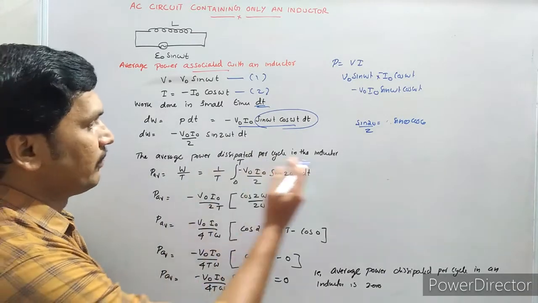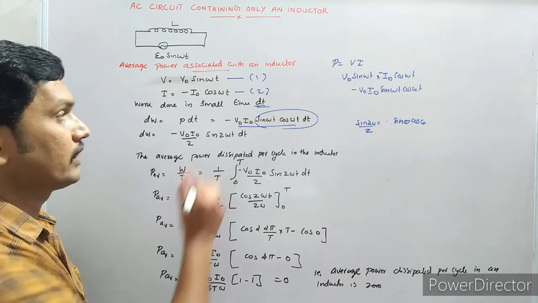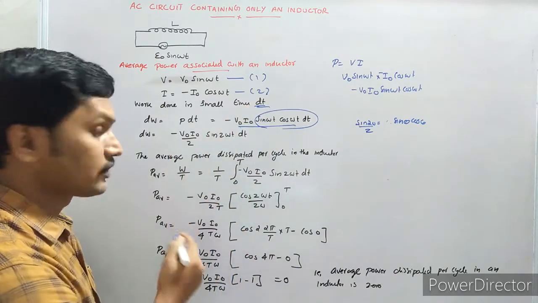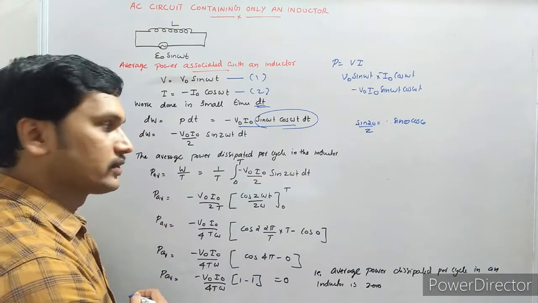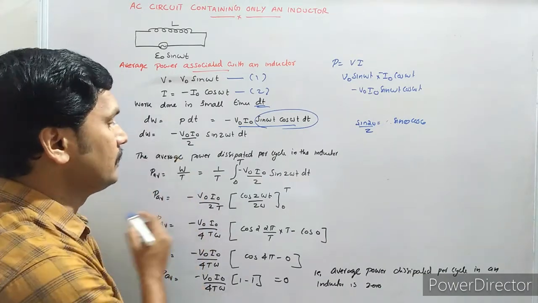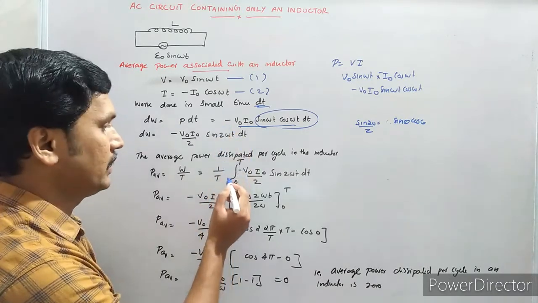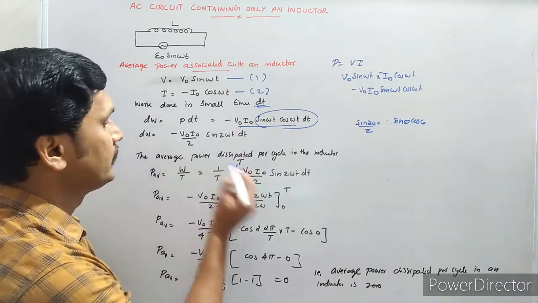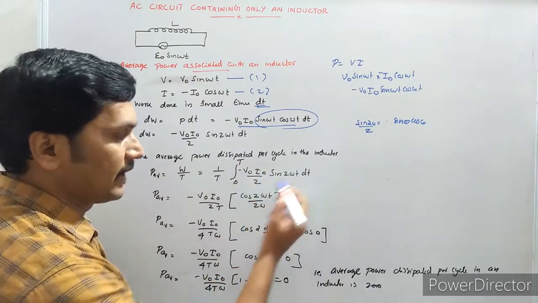So the average power dissipated per cycle in the inductor. This is for a very small time interval dt. So average power can be written as total work by time. Total work means integral dW. So 1 by T integral dW. What's integral dW? Integral 0 to T of minus V0 I0 by 2 sine 2 omega t dt.